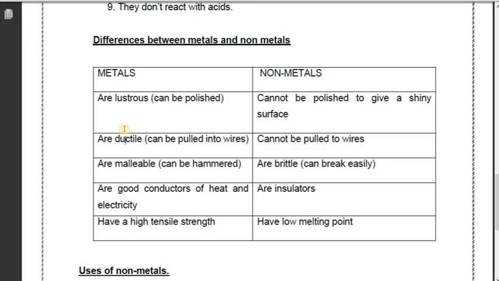But you can't do that with wood. You can't take your bench of wood or a table and say, I'm going to stretch it out, I'm going to make wires of wood. No, you can't do that. Malleable means it can be hammered into sheets.